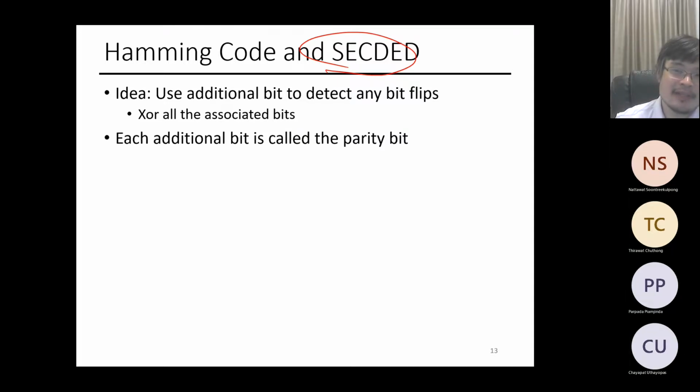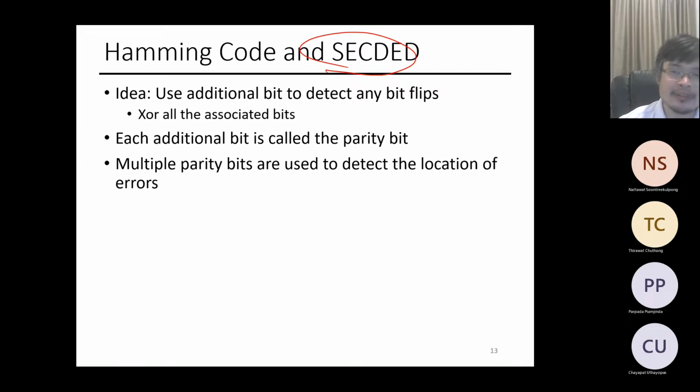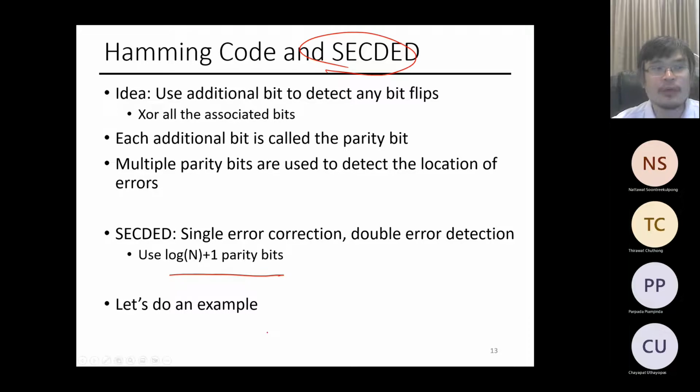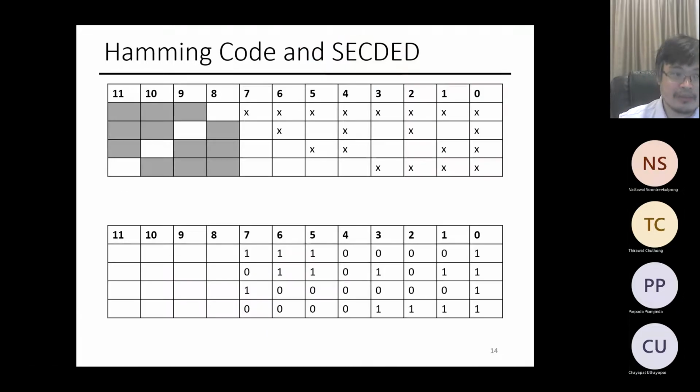So in that way, each additional bit, which we call a parity bit, is put in there to protect your data. And you use multiple parity bits to detect the location of the error. SECDED would use log n plus 1 parity bits, right? Because we don't have a lot of time, right now we will not do an example of SECDED, but here is an example on the slides that you can try to practice. Over here are the parity bits, and this is your data.